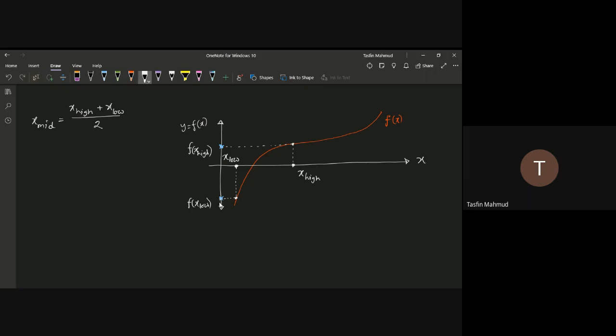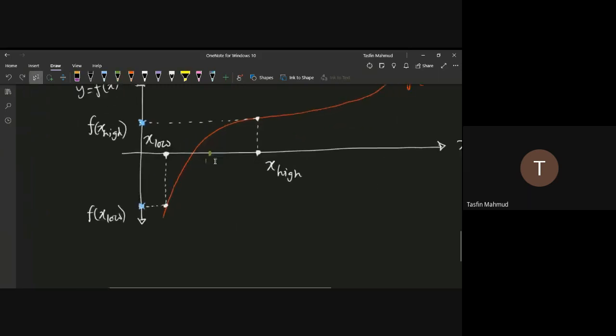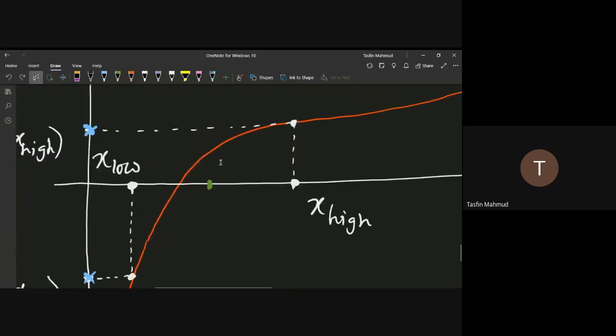Okay, so the midpoint will be somewhere here, as this is x low and this is x high. Let's zoom into the graph. So this is our graph and our target is to reach here. How can we find this value? I will give an overview of how we are going to calculate this, then we will discuss more about the code. So the first step is to determine the midpoint.